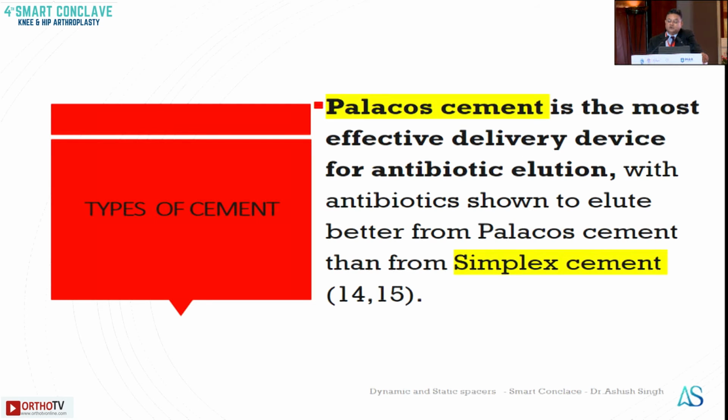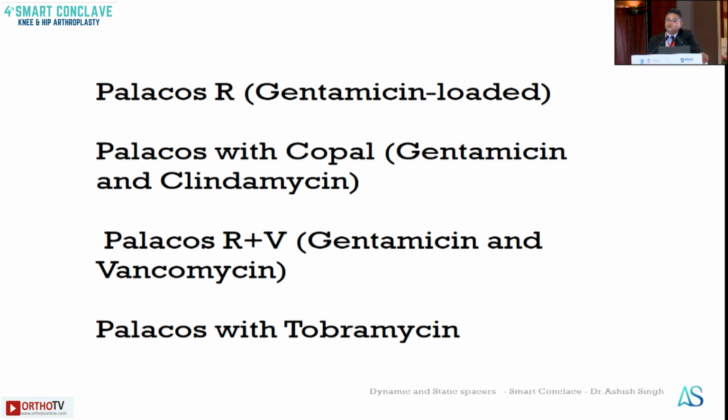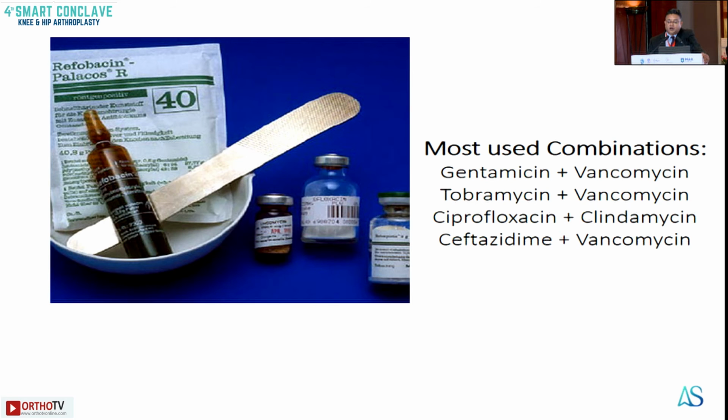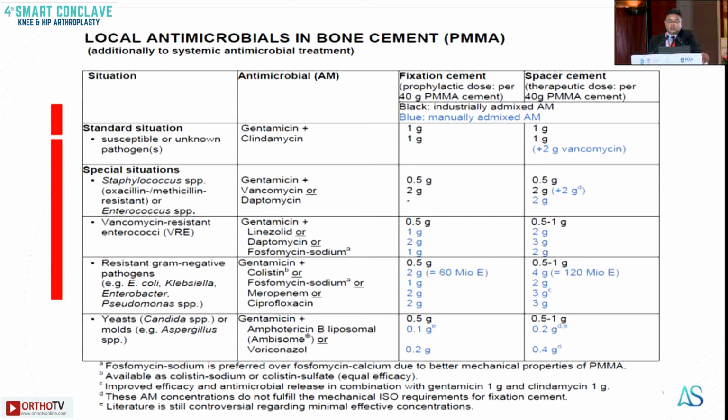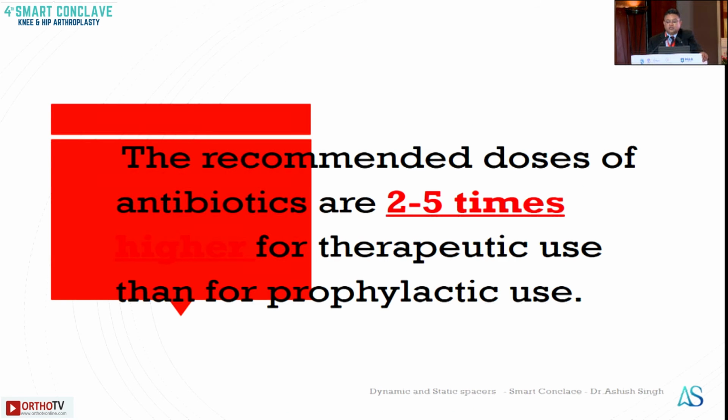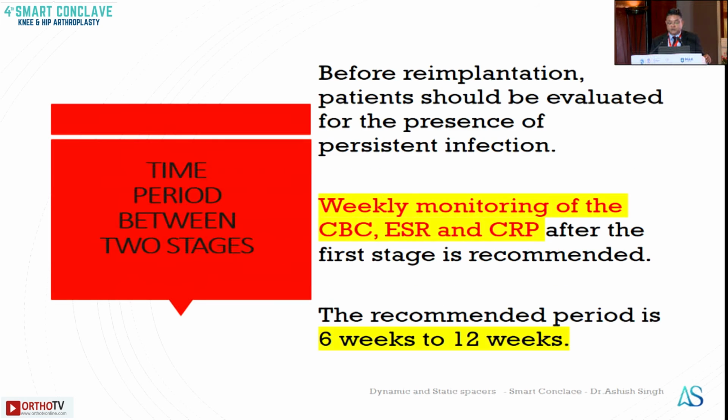So Palacos is the most effective antibiotic delivery device, then Simplex, and we have so many varieties which we use, and it's important because it is pre-mixed with the proper concentration. And these are some of the antibiotics which are generally used. So the recommended doses of antibiotics are 2.2 to 5 times higher for therapeutic use than what we put.